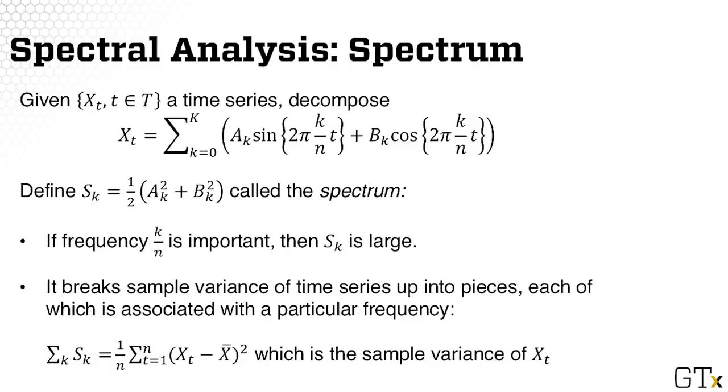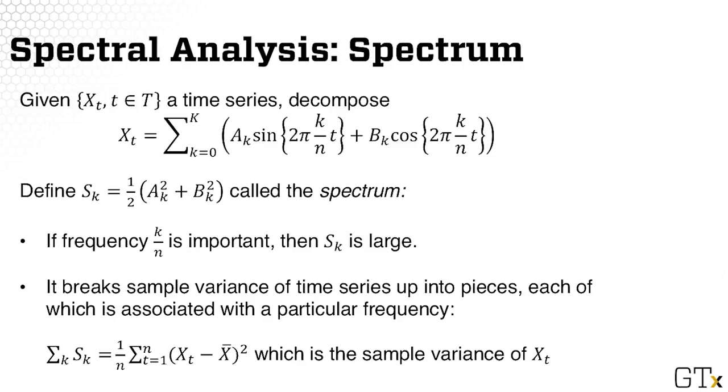One way to describe or characterize a time series using its spectral decomposition is through its spectrum, which is defined as the sum of squared coefficients for each frequency k. We can use a spectrum as follows.